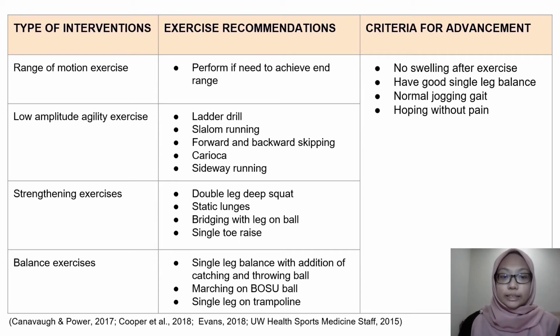Recommended balance exercises are single leg balance with the addition of catching and throwing a ball, marching on a Bosu ball, and single leg on the trampoline. The criteria for advancement to phase 4 are that the patient must have no swelling after the exercise, good single leg balance, a normal jogging gait, and be able to hop without any pain.